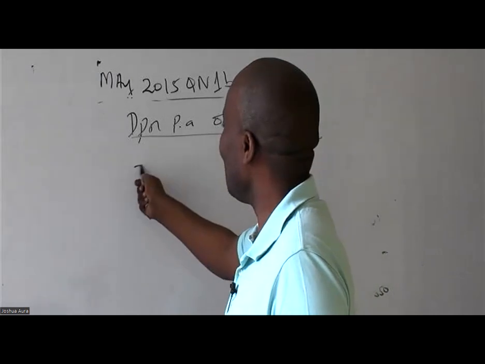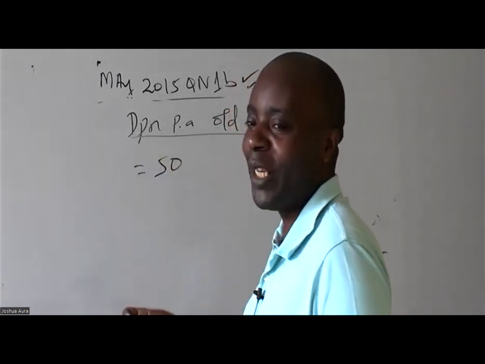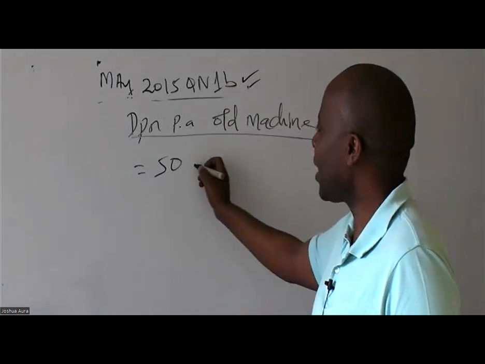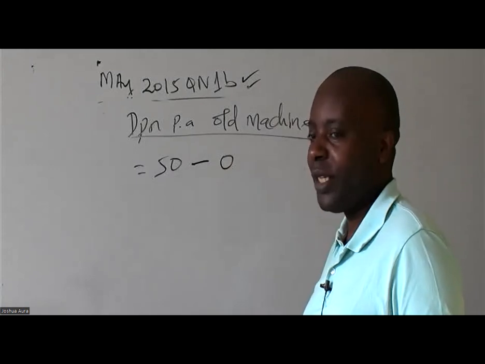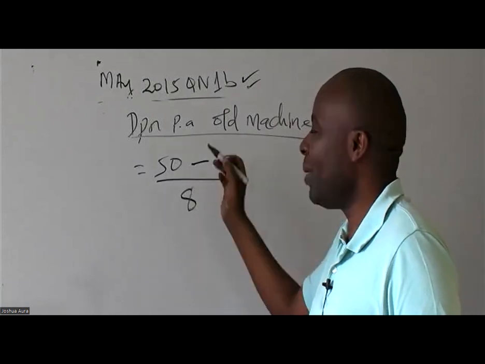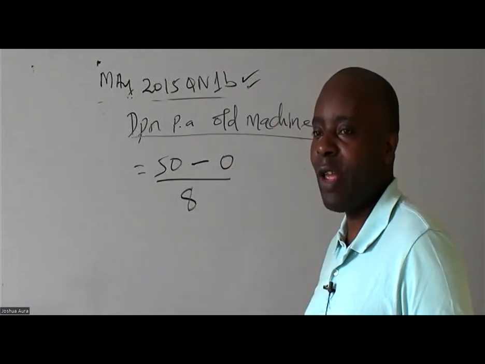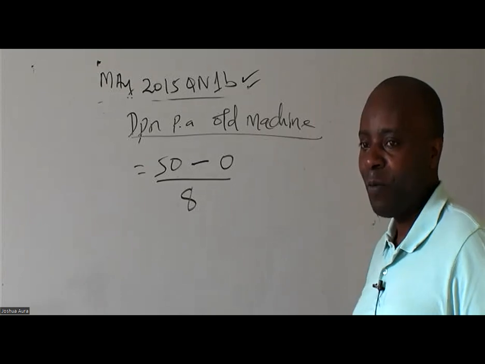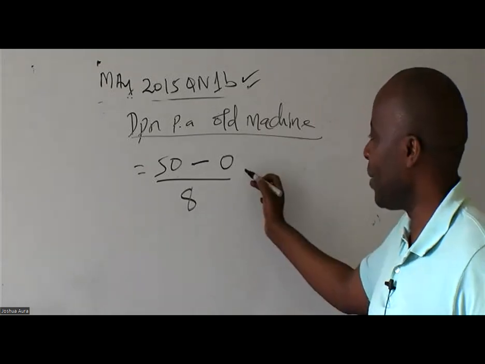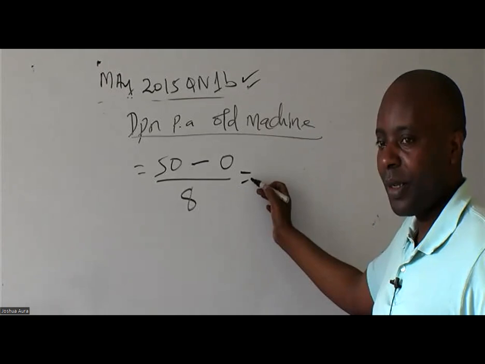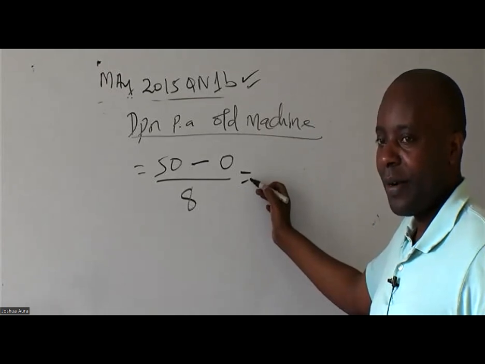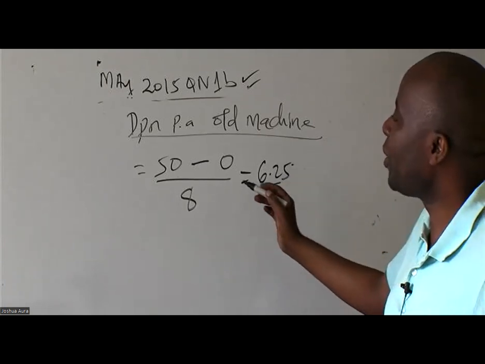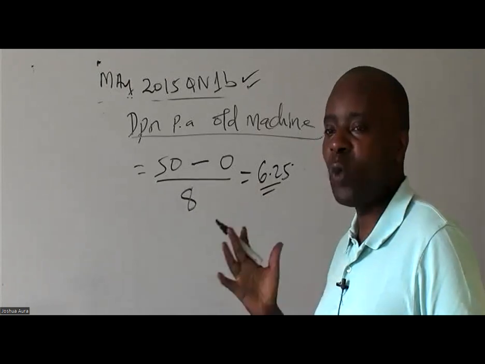So depreciation formula, we shall take here the initial cost is 50. Fortunately, there is no installation cost. They have told us the scrap value is still 0, right? And then, of course, the number of years are 8. In total, the useful life here is 8. So 50 minus 0 divided by 8 gives me how much here per annum? 6.25, isn't it? 6.25.